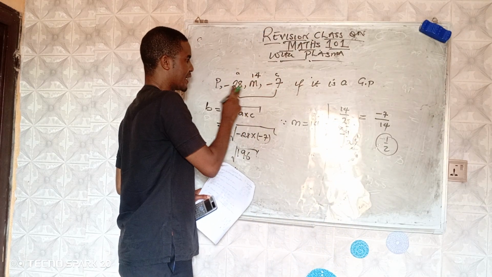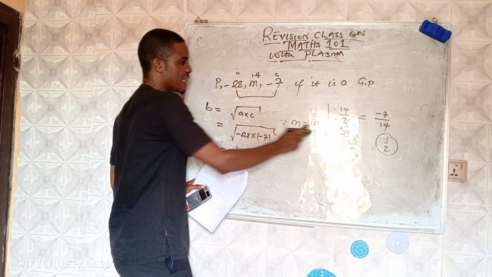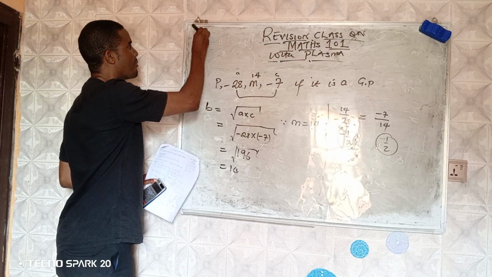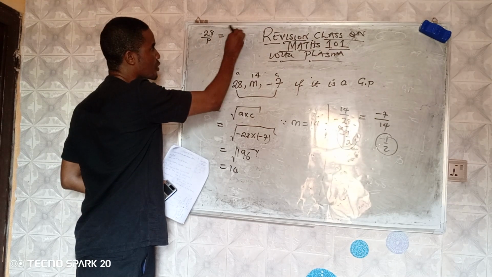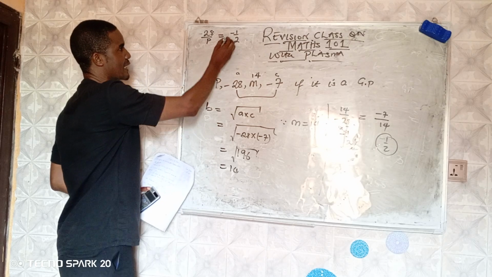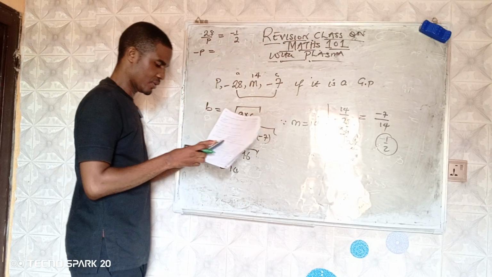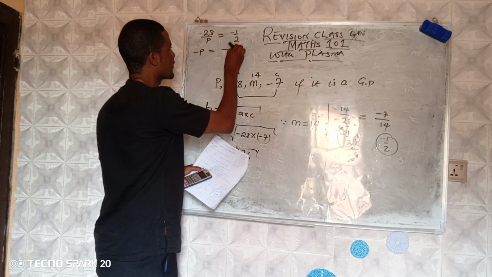So that means minus 28 divided by P should give me minus 1 over 2. So if I cross multiply, I have minus P equals to 28 times 2, minus 56.